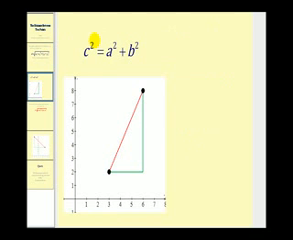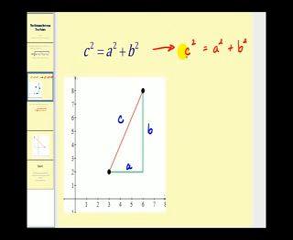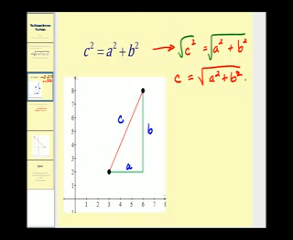We know if we have a right triangle that c squared is equal to a squared plus b squared, where c would be the length of the hypotenuse and a and b would be the lengths of the two legs. So this would be c. Let's go ahead and call this leg a and this leg b. If we wanted to determine the length of hypotenuse c, we could solve this equation for c by taking the square root of both sides. So we would have c would equal the square root of a squared plus b squared.